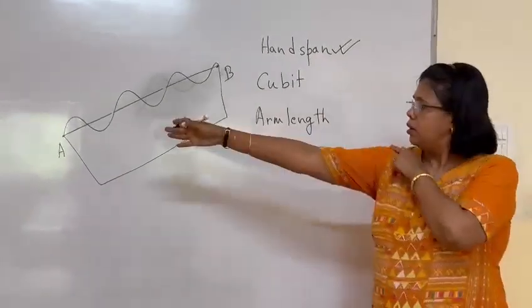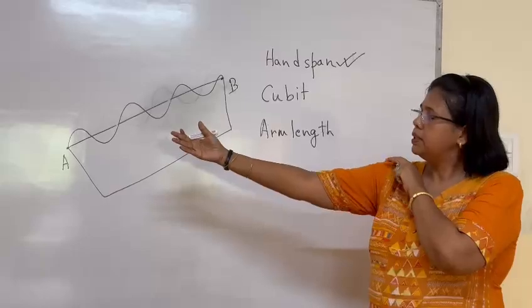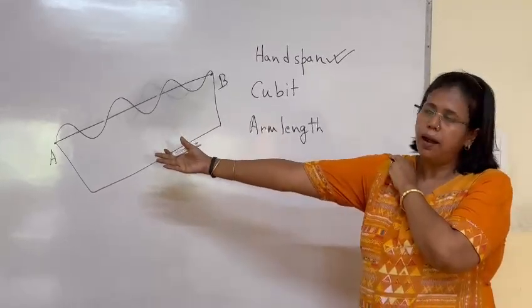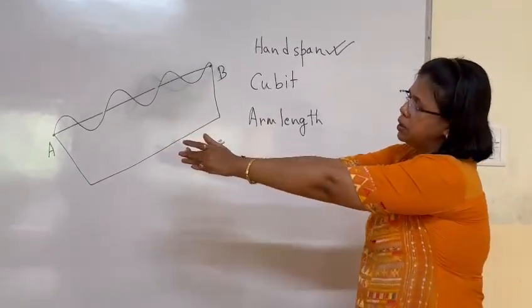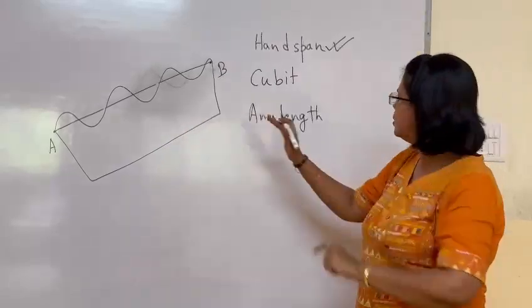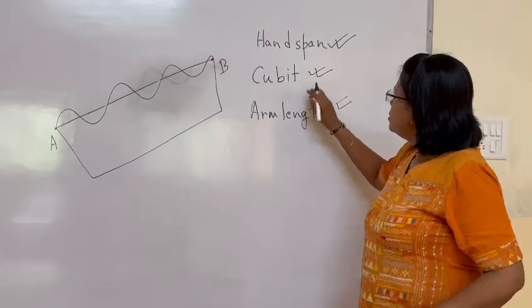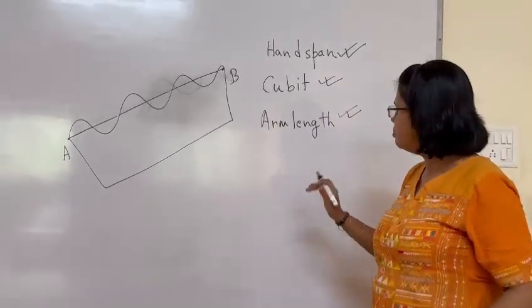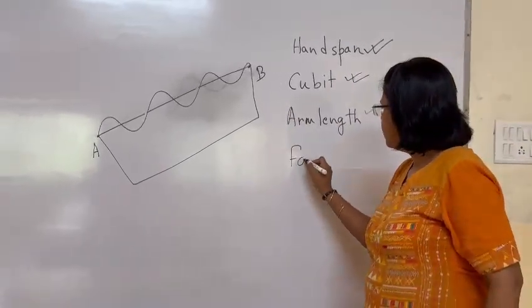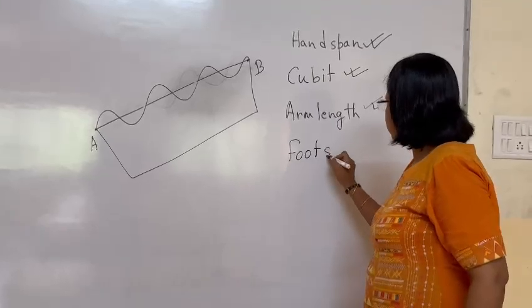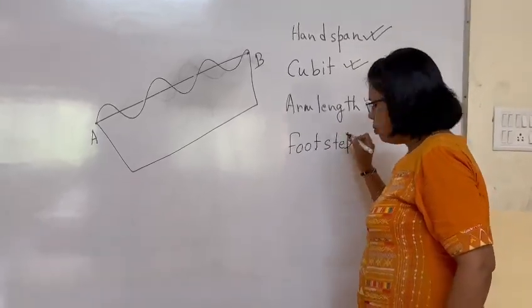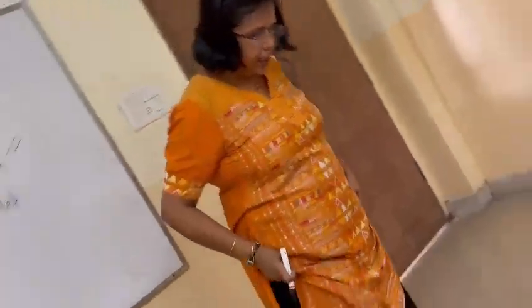Arm length: for a bigger length, if we stretch our whole arm from the shoulder to the tip of our middle finger, it is called the arm length. So these are the measures using our hands. One more is the footstep, that is when we walk like this, and the standard footstep we follow, that length is called the footstep.